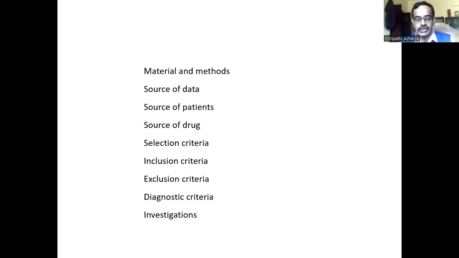So inclusion criteria: what are the criteria to include a patient in your research? Exclusion criteria means what are the criteria to exclude patients from your research? Diagnostic criteria means how you diagnose each patient with that particular disease, depending upon presenting clinical features, laboratory investigations, or physical examination. You can diagnose and take the patient. Investigations: what are the minimum investigations that have to be done in each patient, for example, for diagnosis and also for exclusion of other diseases. This is very much essential.